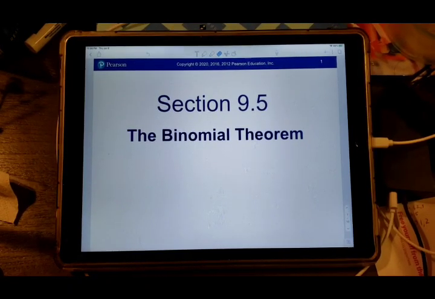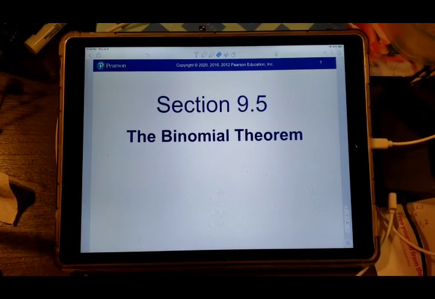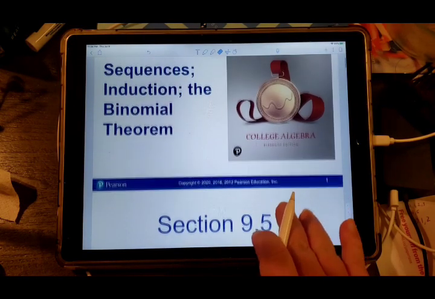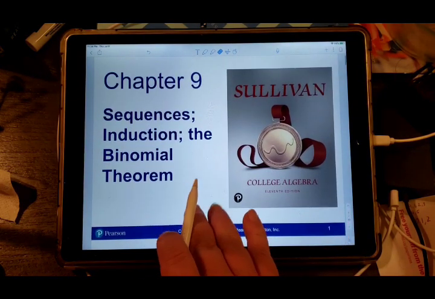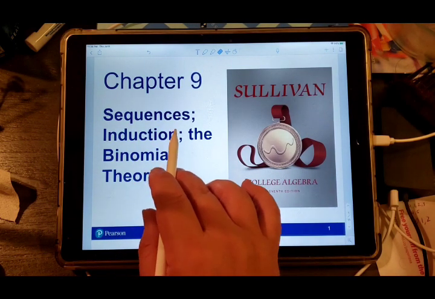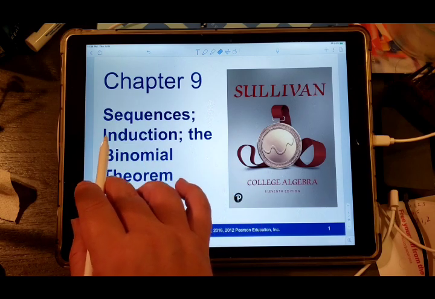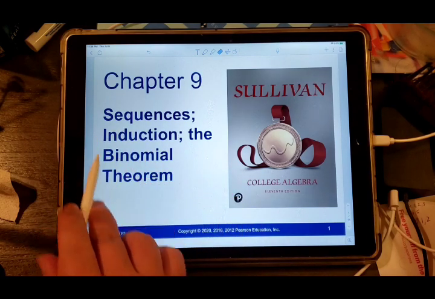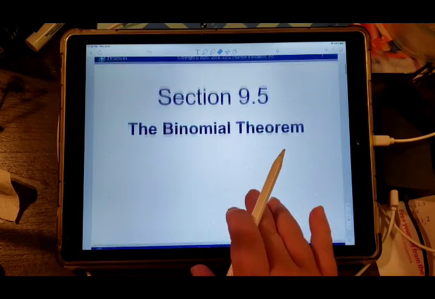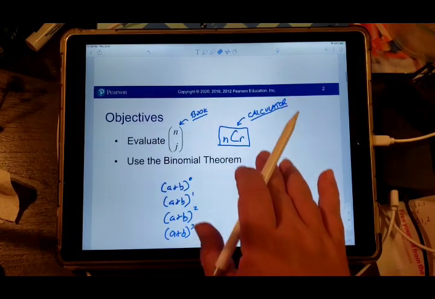Okay, welcome to section 9.5, the binomial theorem. So this is from chapter 9. This is the same chapter that gave us sequences, but like I said, we're not doing induction, but we are doing the binomial theorem. So from that same section.